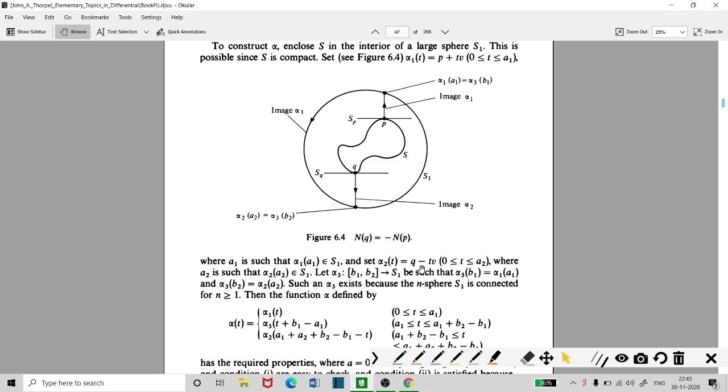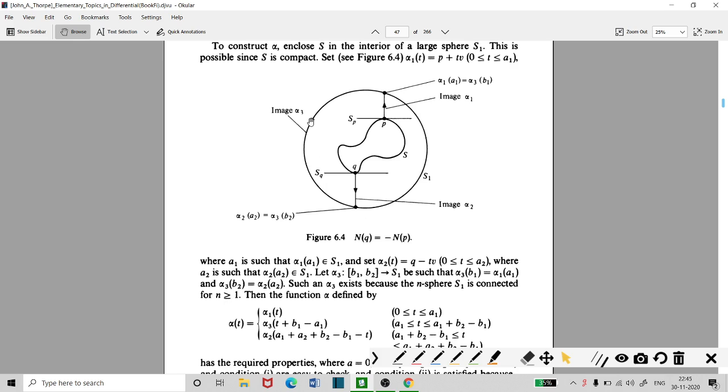Alpha 2 is defined as q minus tv. If this is the v, then we move along the reverse direction of v from q. So this is the equation of the straight line passing through q in the direction of minus v. Then we can easily find a point a2 such that alpha 2 of a2 lies on this sphere S1. Now we can get 2 points, alpha 2 of a2 and alpha 1 of a1.